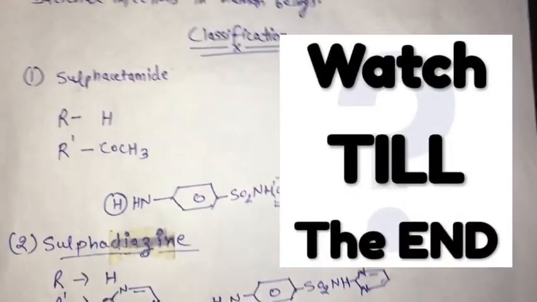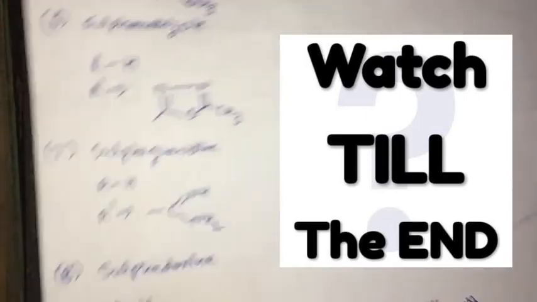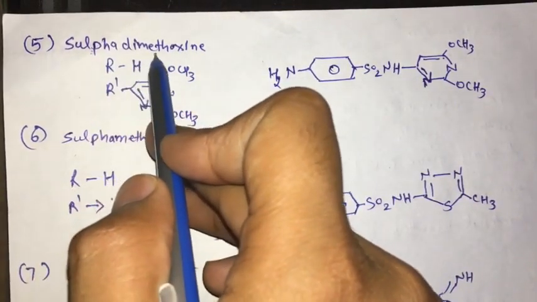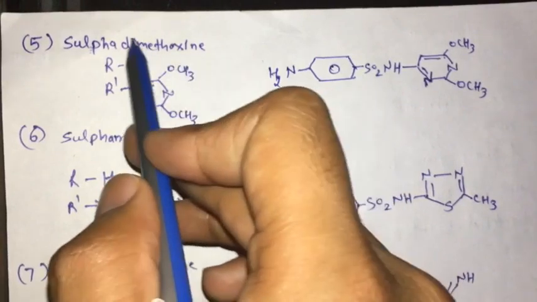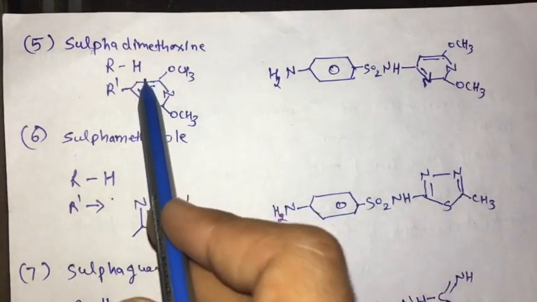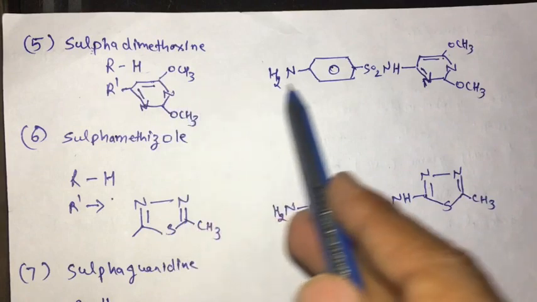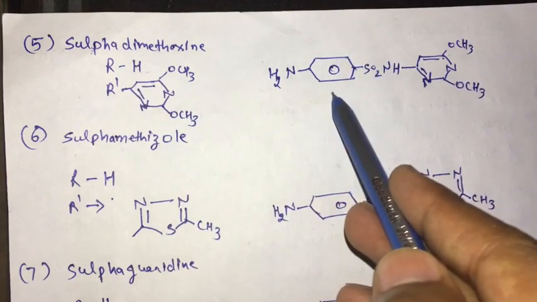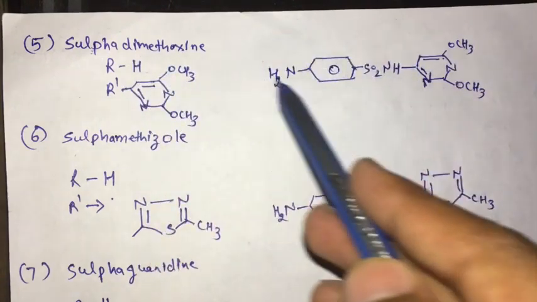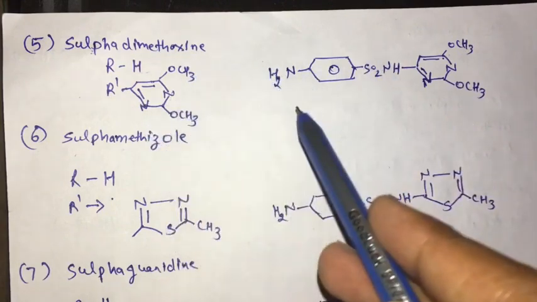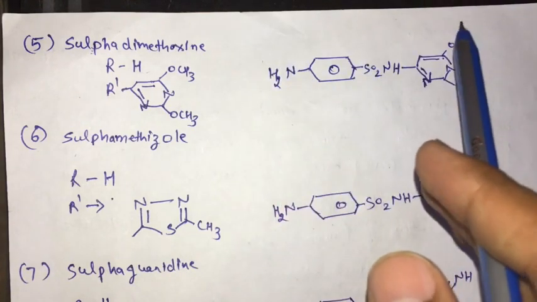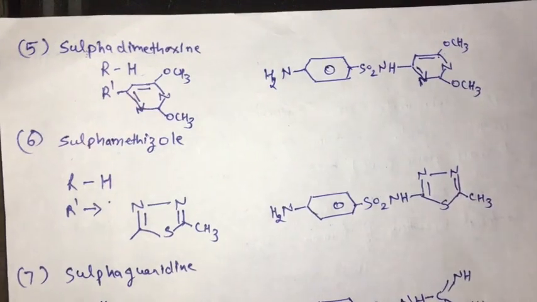Now we go to the next, the fifth classification, which is sulfadimethoxine, in which R is H and R dash is equal to this structure. Then we will make the structure and you can make the structure of sulfadimethoxine, this one. As you know, in med chem we only have to practice so that you can do med chem, otherwise you can't.